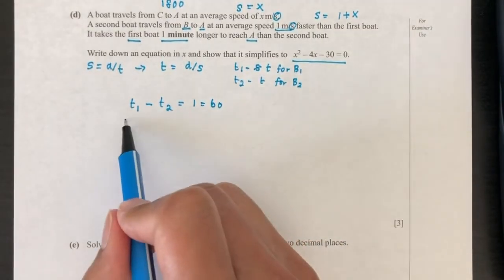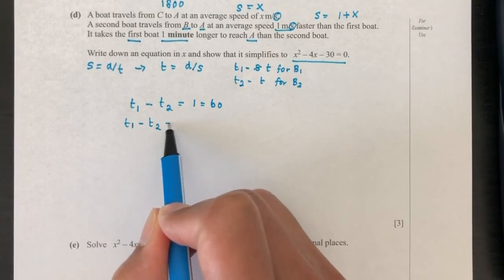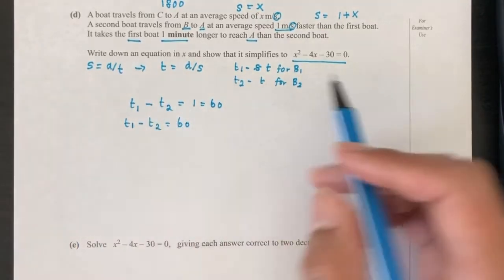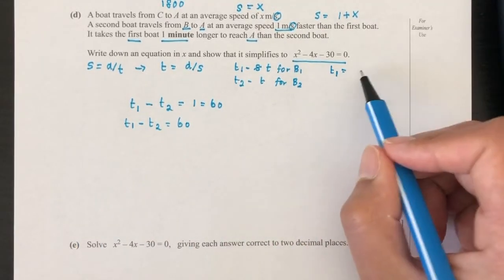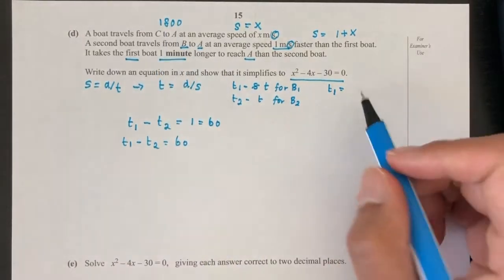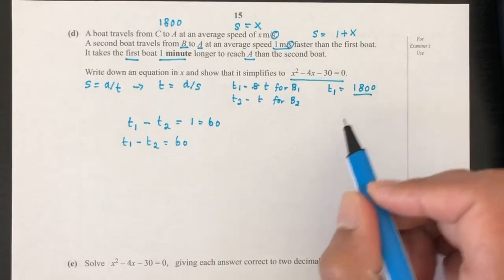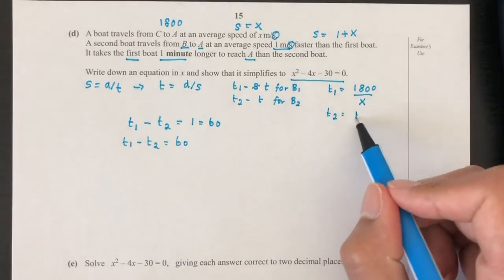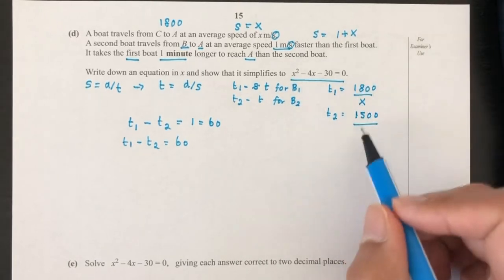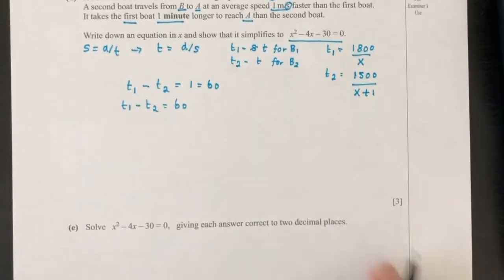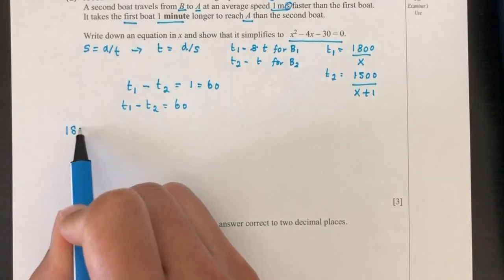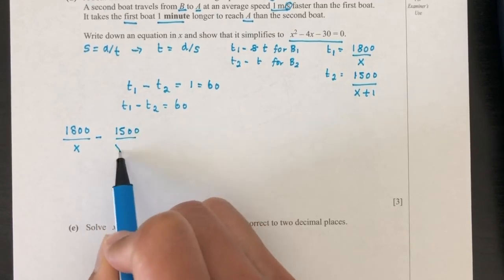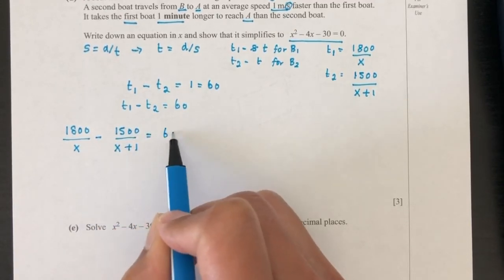So right now we have t1 minus t2 equal to 60. So what are the values for t1 and t2? t1 will be distance, 1800, divided by speed, which is x. Now t2, distance was 1500, divided by speed, which is x plus 1. Okay, so replace back, you will have 1800 over x minus 1500 over x plus 1 equal to 60.